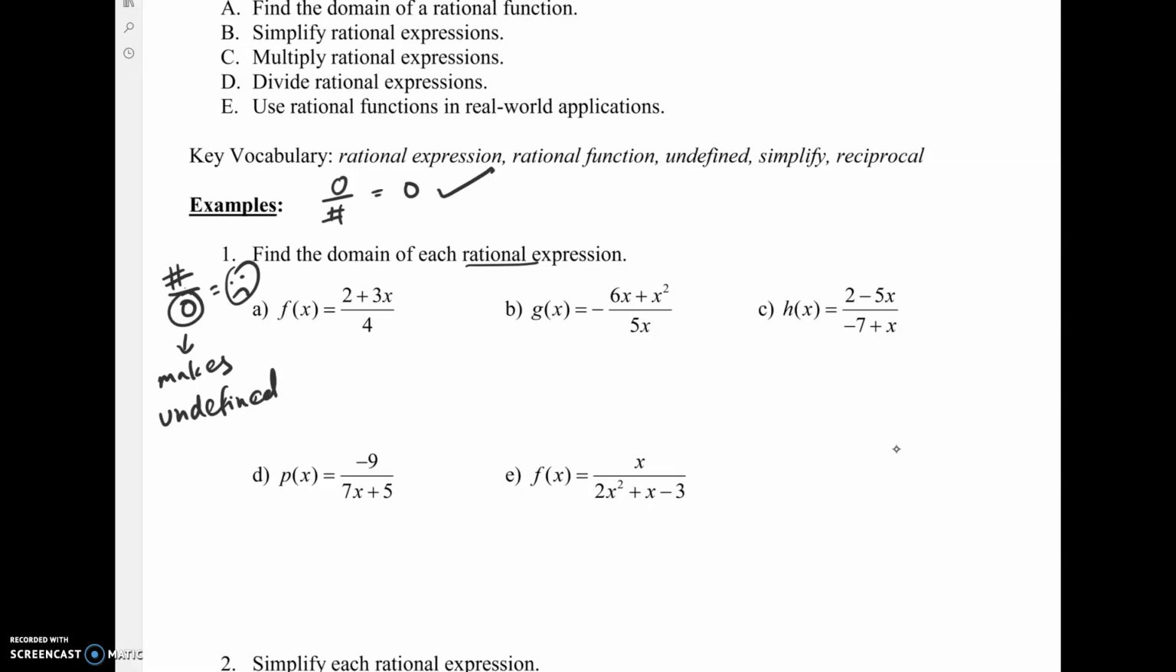So on letter A, when we're looking at this, what value of x can make the denominator go to 0? Now if you think about it, there are no values here. Why? Because you don't have an x in here. Like 4 is just a number. So you could have rewritten this question as something like this. There is no x on the bottom. 1/4 or 4 is just multiplying or dividing. So there is none.